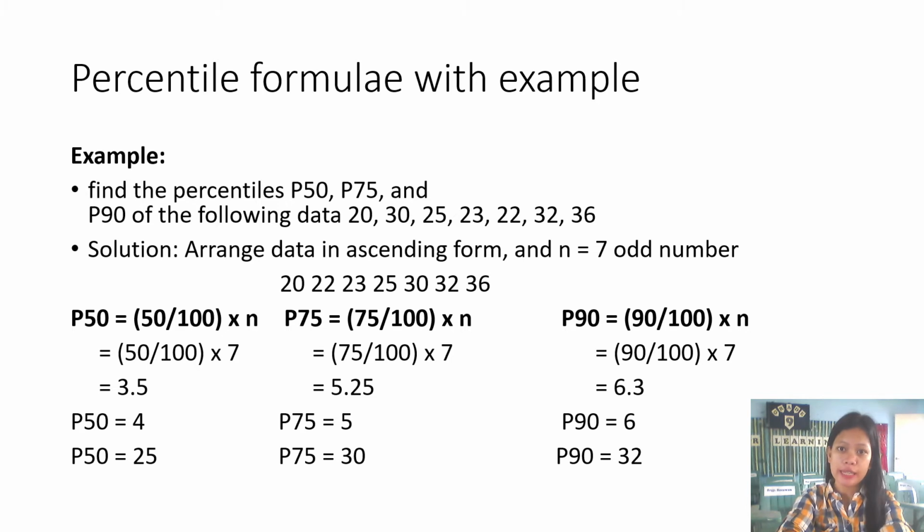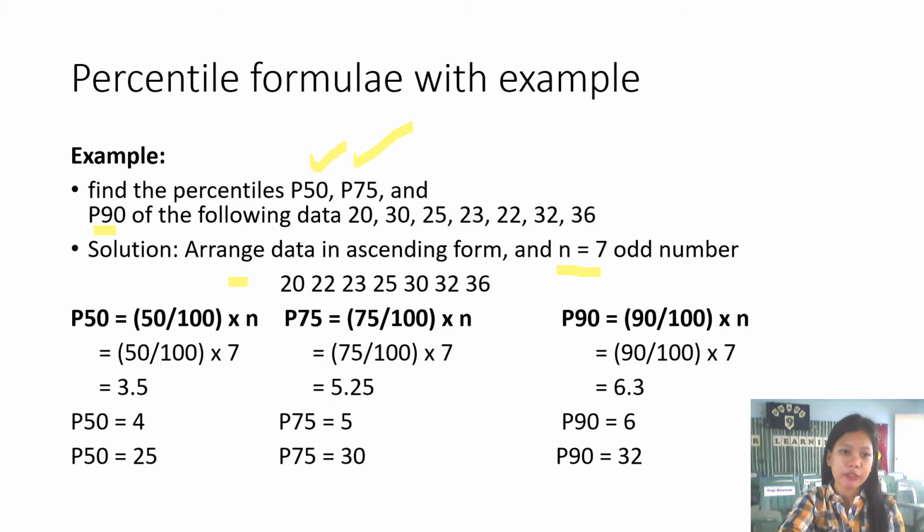So we have here the percentile formula with example. Example: find the 50th percentile, 75th percentile, and 90th percentile of the following data: 20, 30, 25, 23, 22, 32, and 36. So the solution: arrange data in ascending form, or from lowest number to greatest number. So we have here 20, 22, 23, 25, 30, 32, and 36. A total of 7 data.